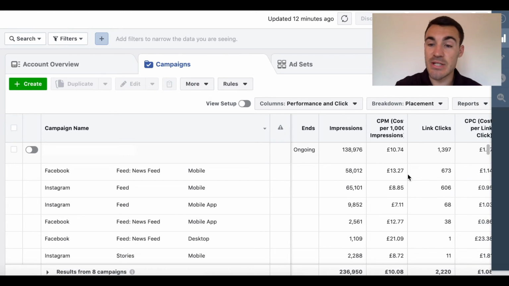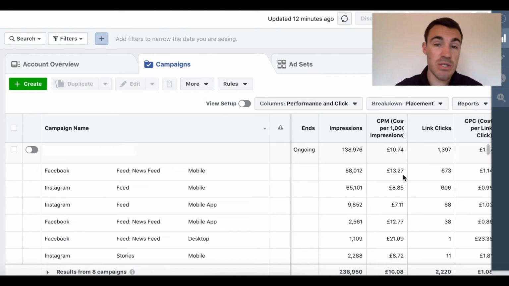But it is interesting to note that these CPM numbers can be very different. So when you're thinking about what is the cost of Instagram advertising, I would think in terms of 1,000 impressions. And what I would say is it's going to vary massively depending on your location. So this business is based near London. It's a very expensive part of the UK. So their CPMs for Instagram, £8.85, that's quite high. A CPM on Facebook of £13.27 is also quite high.